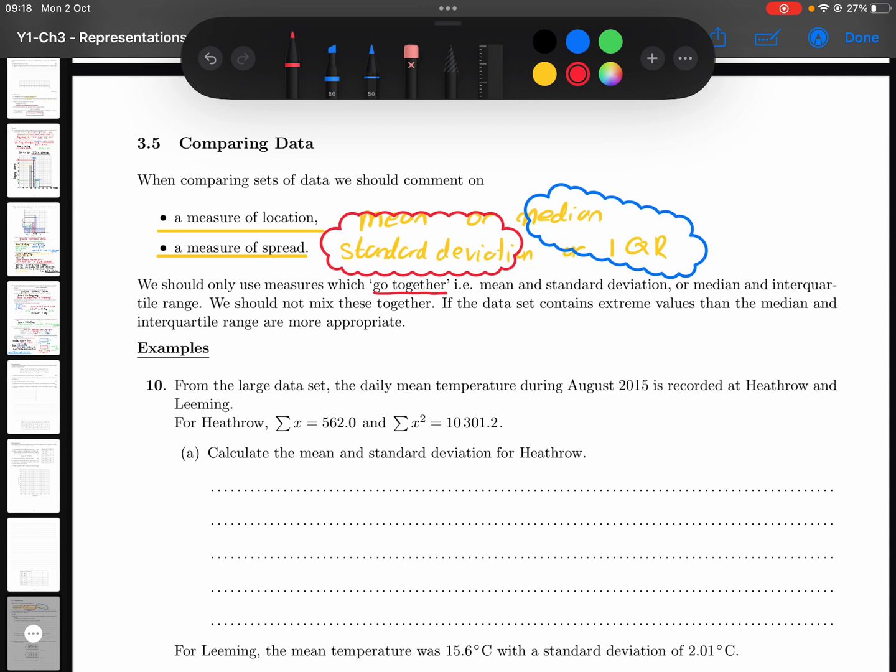The mean and standard deviation, the big benefit is that every value is included. The value in the median and interquartile range is that they actually exclude extreme values. Okay, let's have a look at an example to illustrate this point.